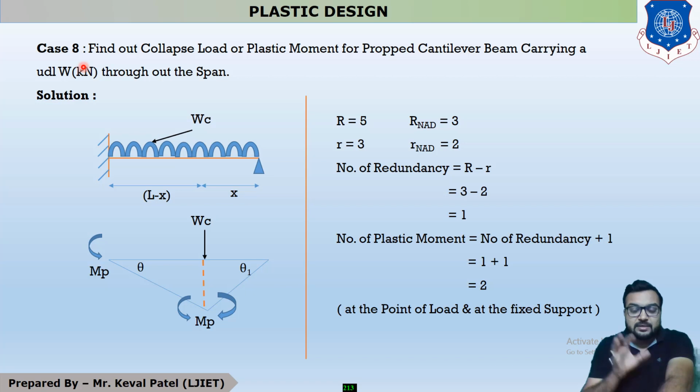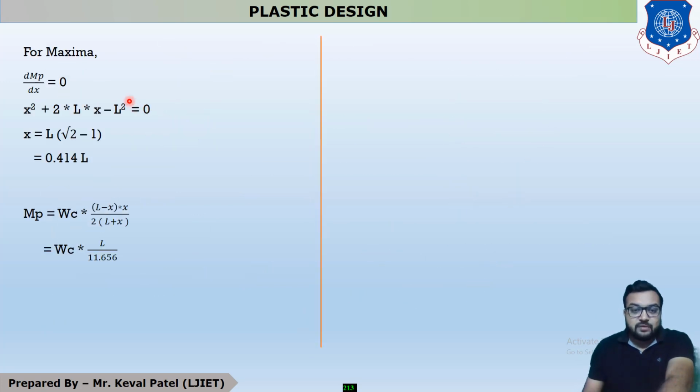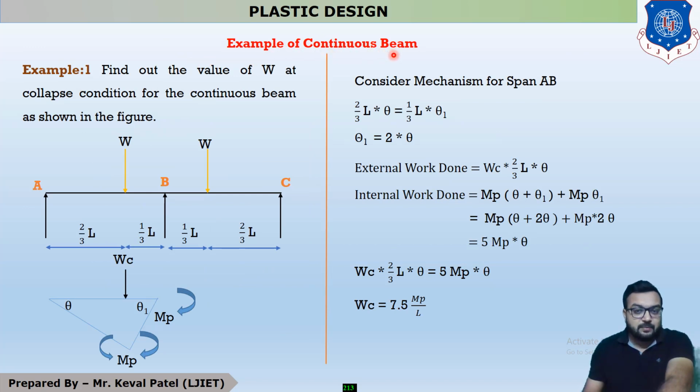What is the difference between these basic theories and the examples? In all 8 cases we discussed only one span. But whenever you have to design any component or beam, there is not only one span but a continuous span. A beam having two or more spans is called a continuous beam. Now we are moving to examples of continuous beams, and all the methods remain the same as discussed in cases 1 to 8.